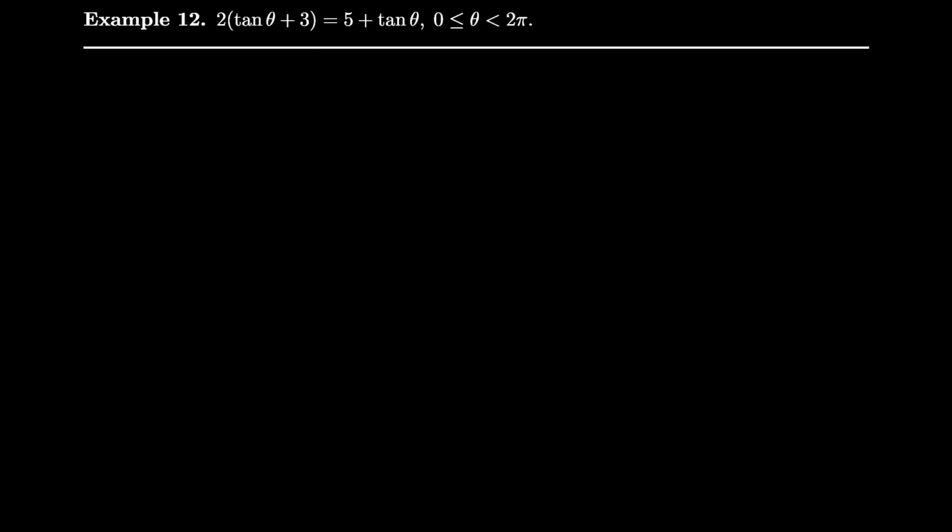2 times the quantity tangent theta plus 3 equals 5 plus the tangent of theta on just one revolution of the unit circle. Okay, no big deal. So let's write this down, and let's simplify it down to something simple. Let's get all the tangent terms on one side, all the constant terms on the other, and just see what this turns into. So 2 tangent theta plus 3 equals 5 plus tangent theta, okay?